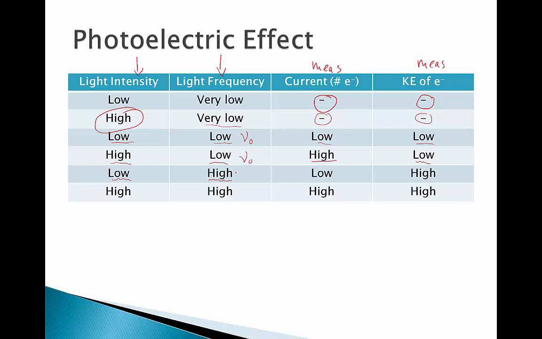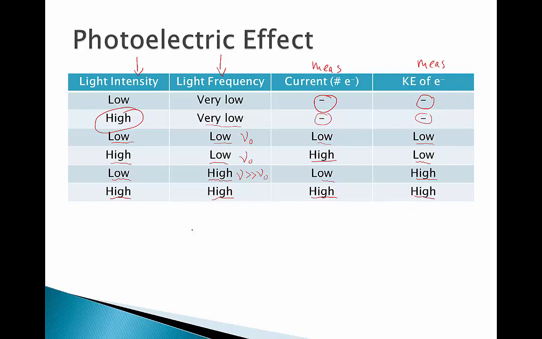So now we've got a frequency that is much, much greater than our threshold frequency. What we see is that the current is still low, but now the kinetic energy of those electrons that have been knocked off is really high. Those electrons are moving screaming fast. So what happens if we ramp up the intensity, still keeping the frequency very high? Well, now we have both high current and a high kinetic energy.